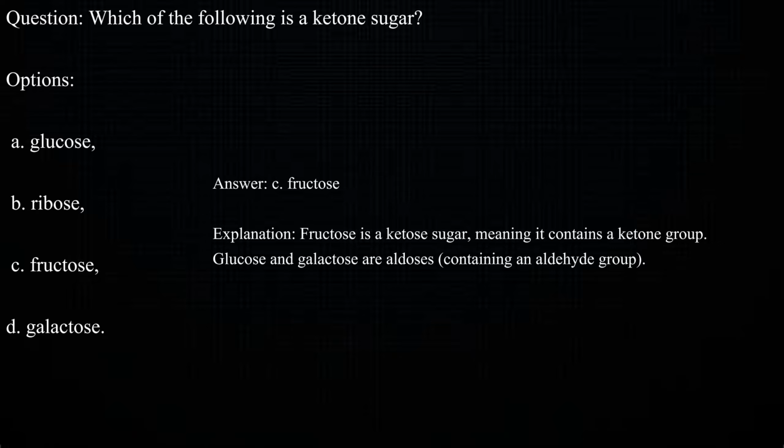Fructose is a ketose sugar, that is, a sugar with a ketone group, while glucose and galactose are aldoses, that is, sugars with an aldehyde group. Ribose, on the other hand, is a pentose sugar. So the only sugar that is a ketone sugar here is fructose, and that is option C.